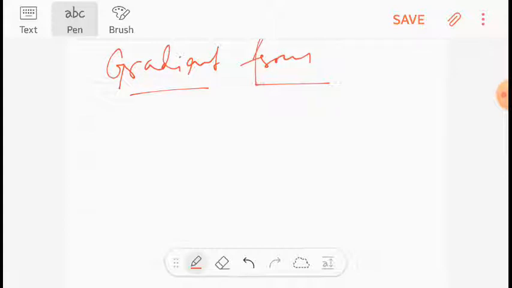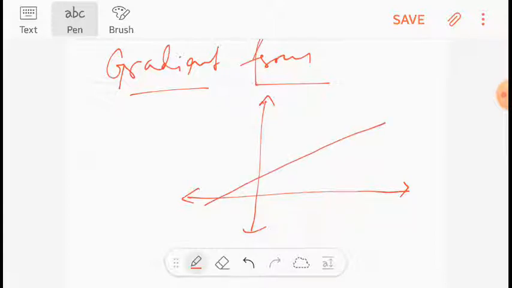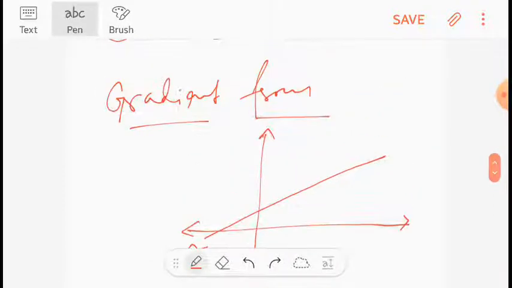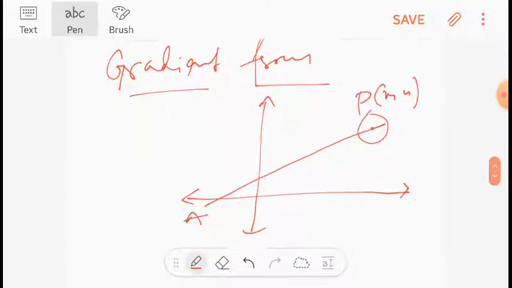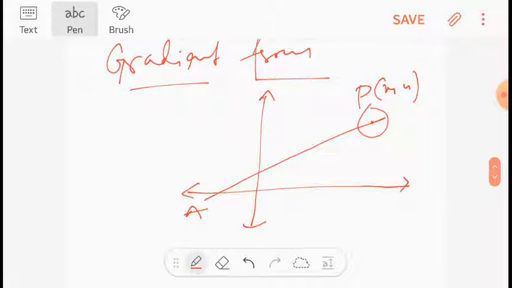C with y axis. Okay, I consider that this is a coordinate axis here, and you have a straight line like this. Okay, that is, one is A, another is, I consider this is P(x, y), be any point on the straight line. Okay, now I consider this is B.